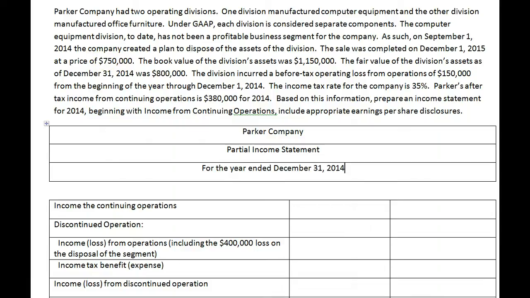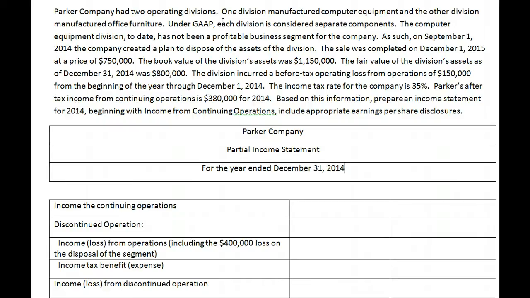All right. Parker Company had two operating divisions. Again, one division manufactured computer equipment, the other division manufactured office furniture. Under GAAP, each division is considered a separate component. The computer equipment division to date has not been a profitable segment of business, so on September 1st, 2014, the company created a plan to dispose of the assets. Now here's where the difference lies. The sale was completed on December 1st, 2015 at a price of $750.